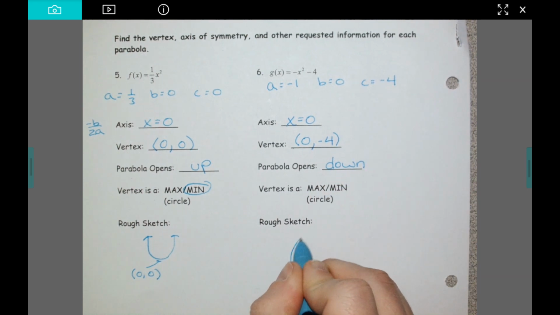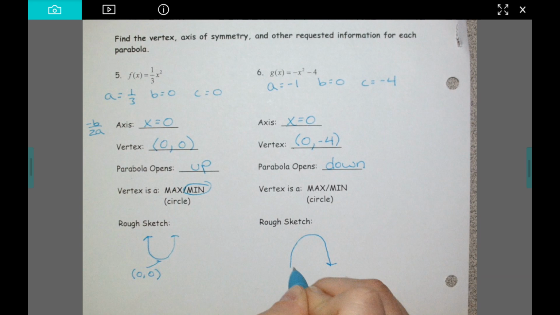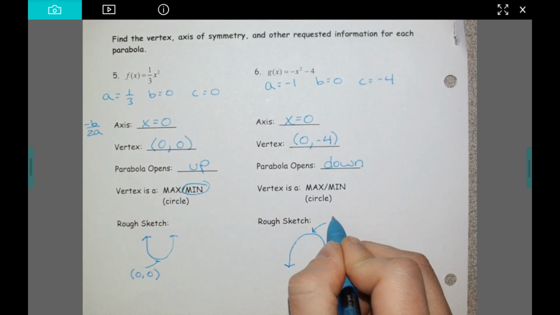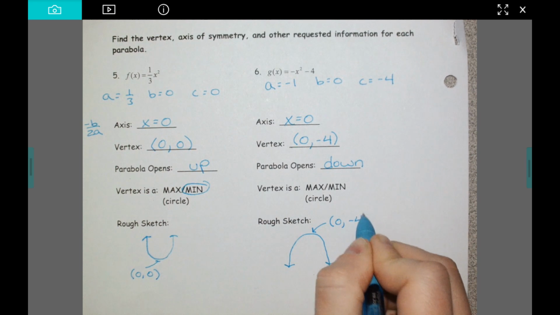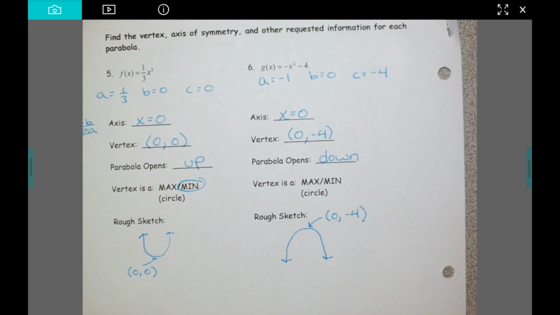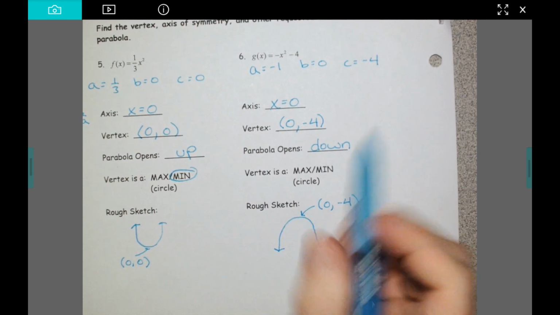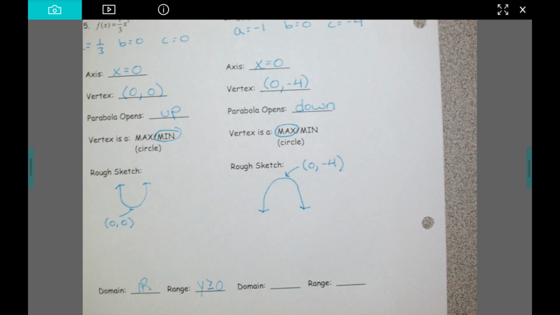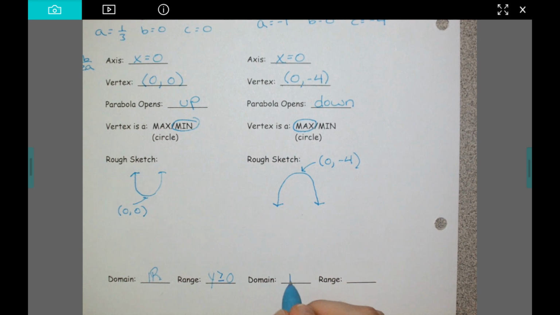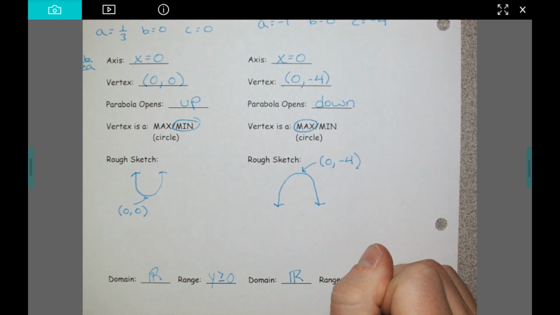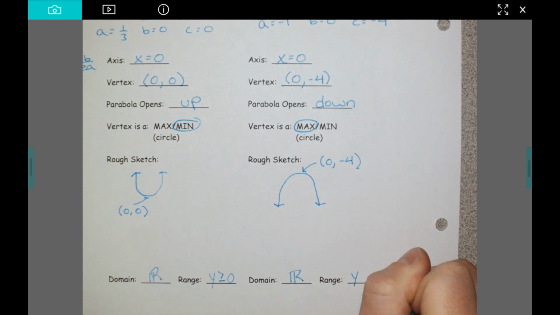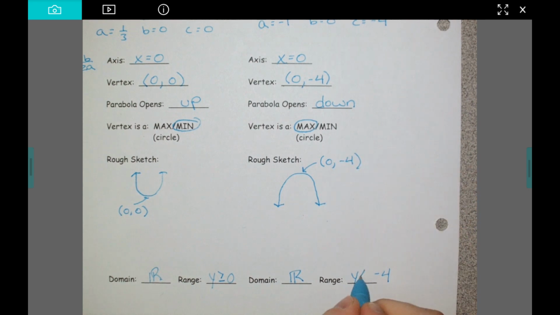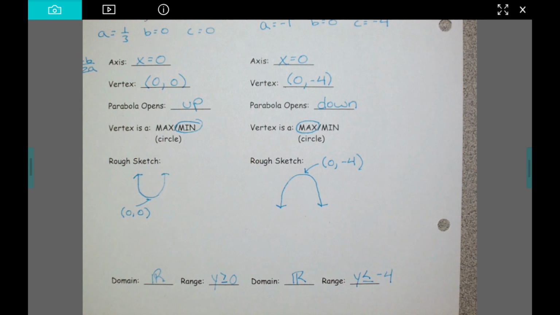Again, I'm going to do a rough sketch first. So rough sketch. Vertex is (0, -4). Okay, looking at that, that vertex is a high point, which means it's a max. And then domain and range again. Your domain would be all real numbers. Our range goes y, -4. And since we're going down, it would be less than or equal to -4.